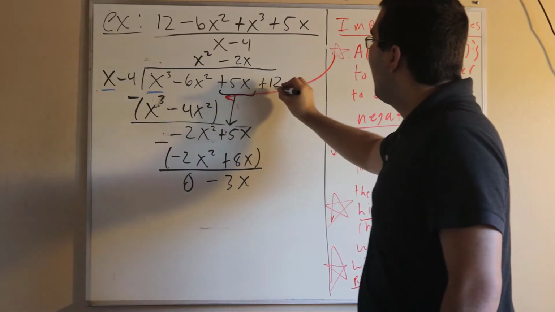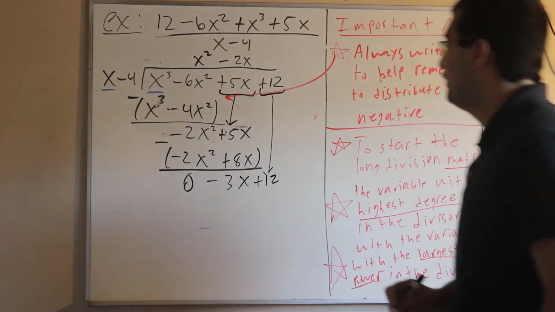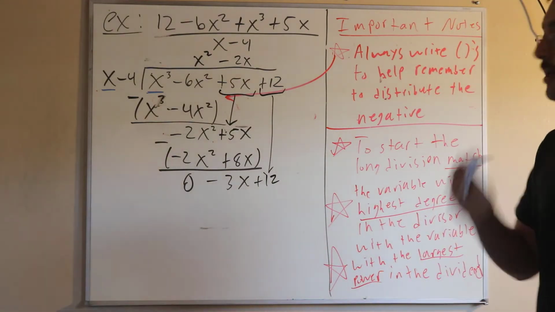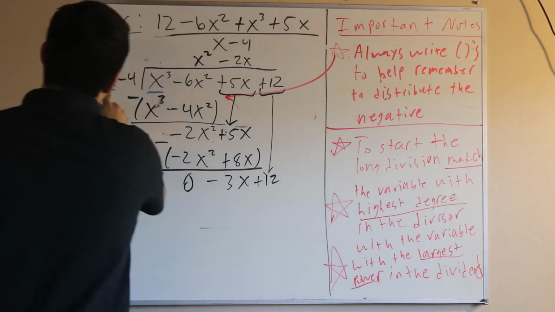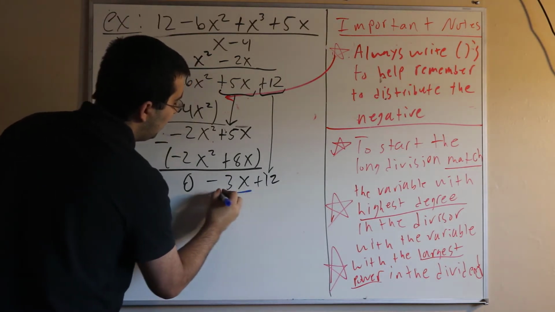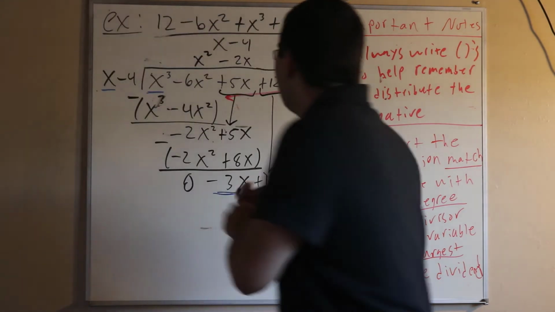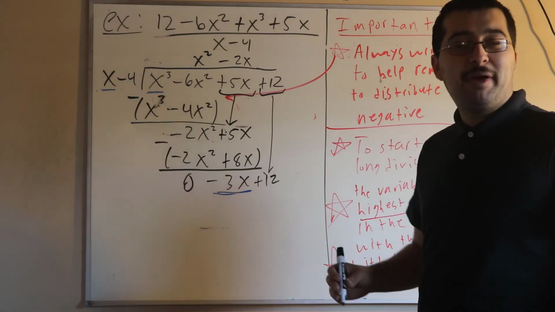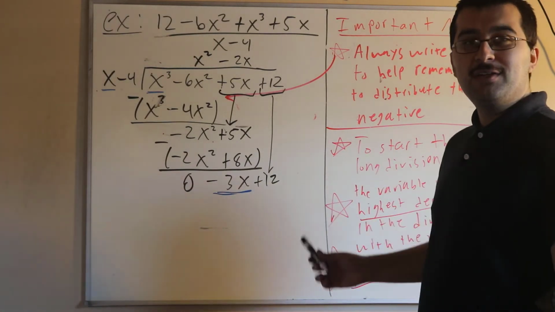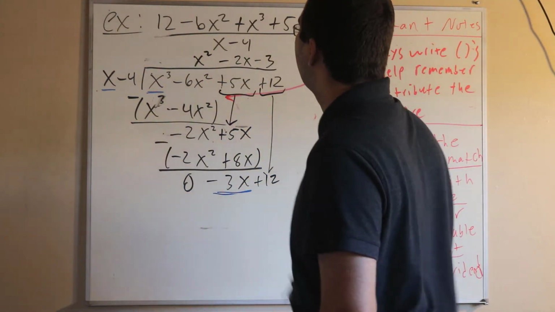Great. Then I want to bring down my next term, so a plus 12. And then I repeat the process again. Here, again, the largest term in the divisor is x. Here the variable with the largest degree in this new equation is minus 3x. I want to match these. So how do I make x into minus 3x? I multiply by a minus 3. And again, I want to make sure I line up this minus 3 with the similar term in my dividend. Minus 3 is a constant, 12 is a constant, so I want to write it right there.